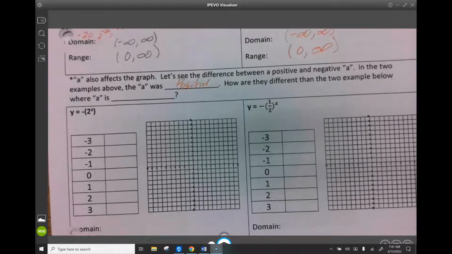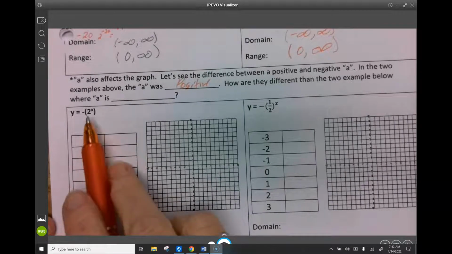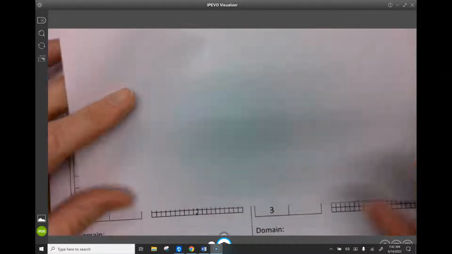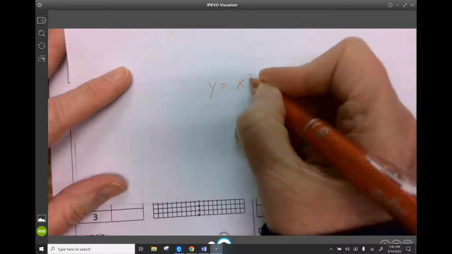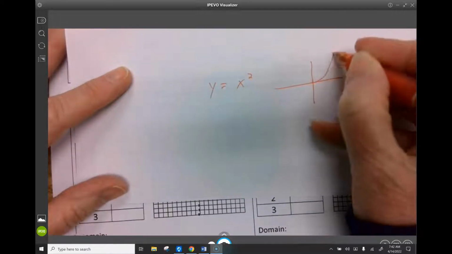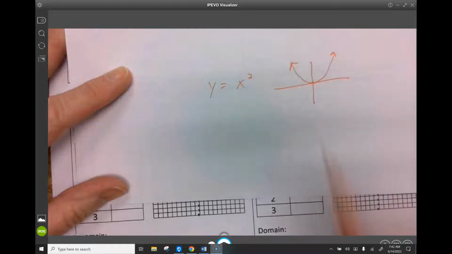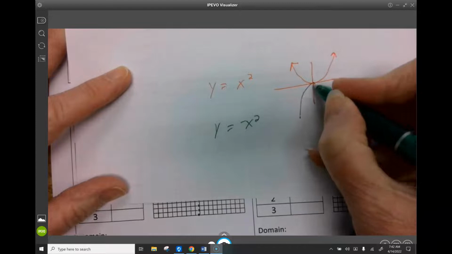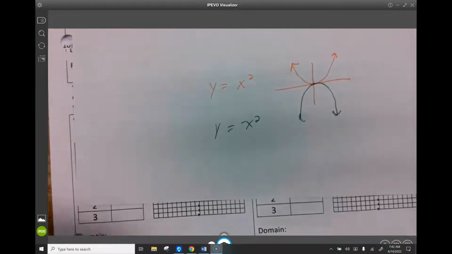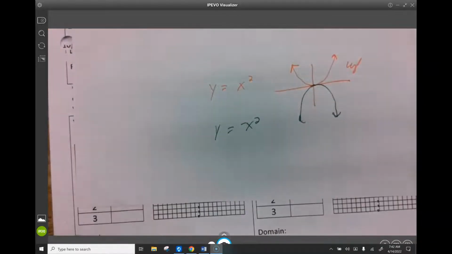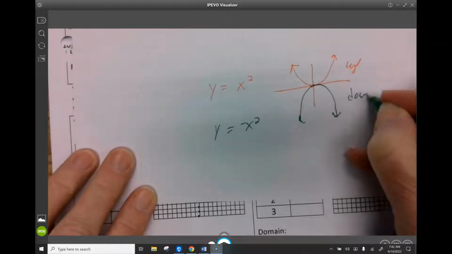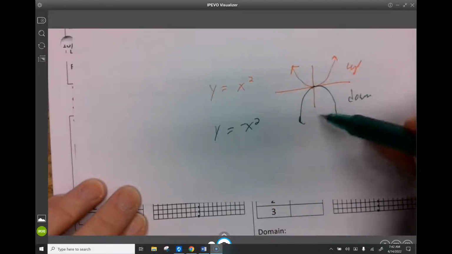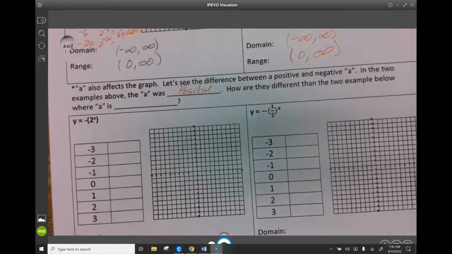Okay, so when a is negative, think about our parabolas for a second. If I have y equals x squared, my parabola looked like this. There's my parent function, right? But when I have y equals negative x squared, it did this. Now we always said that this one opened up and this one opened down, which is true. But what's really happening is it's reflecting over this axis. So it's a reflection.